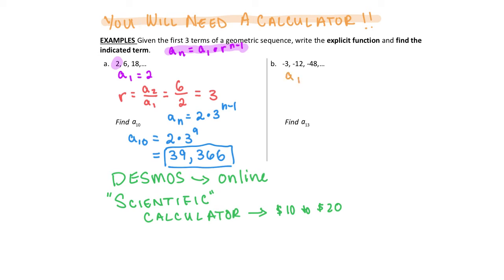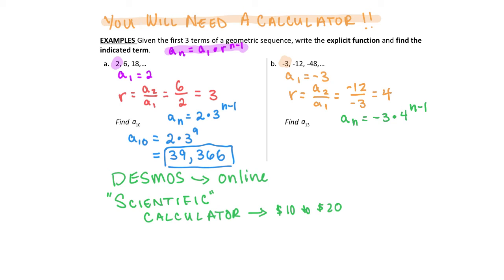A sub 1 is that negative 3 right here, that first term in my sequence. R is equal to the second term divided by the first term. That will be negative 12 divided by negative 3. Two negatives make a positive 4. And then I can write my equation. So for any term in my sequence, it'll be negative 3 times 4 raised to the n minus 1.